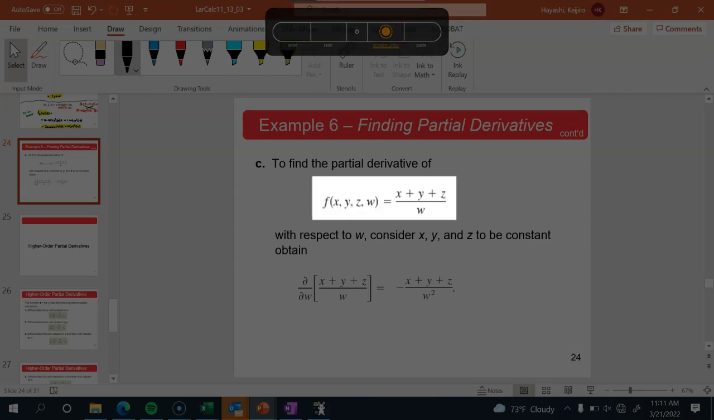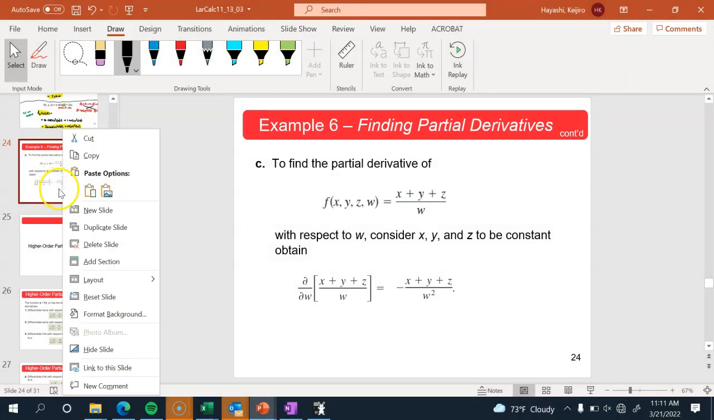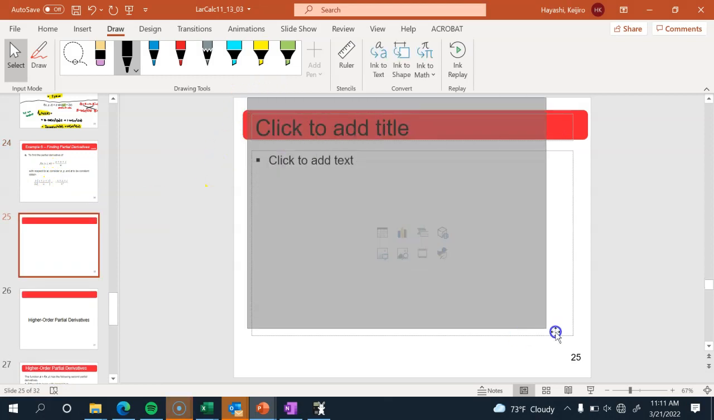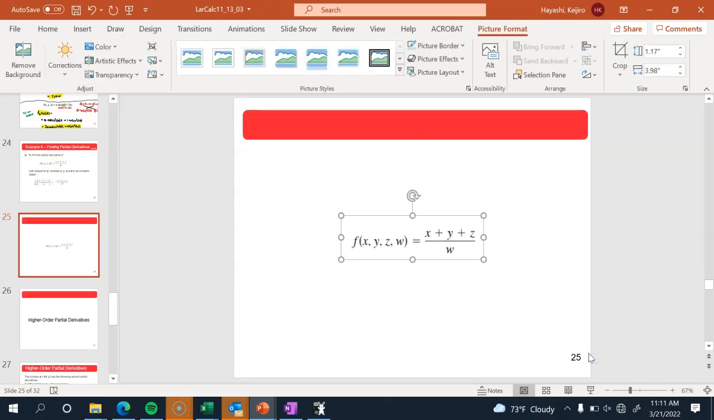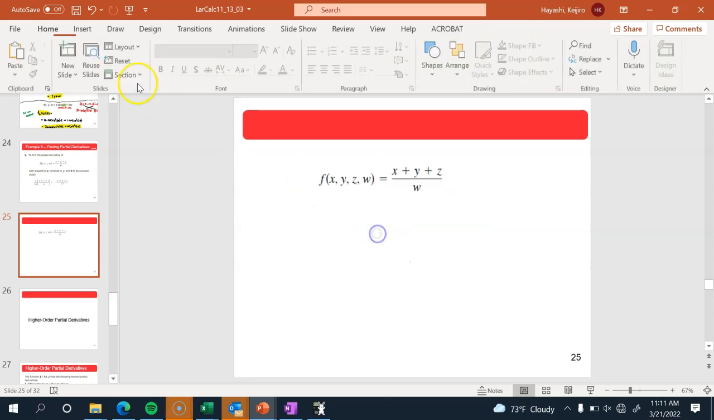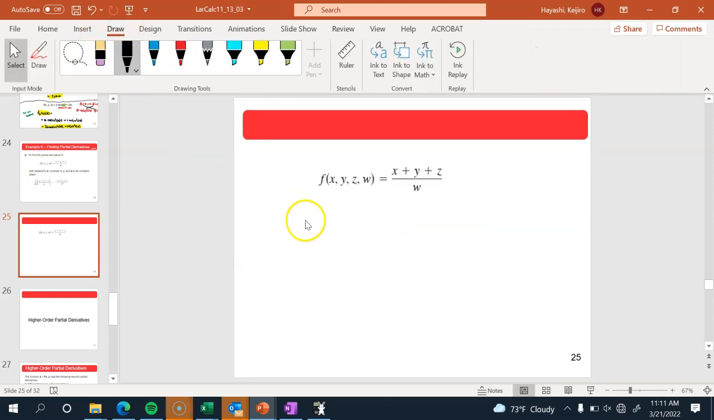We'll take the partial derivative of a function that has 4 variables in it. But you're also going to find that it's no harder than if there were only 2 variables, because everything aside from the variable in question is a constant. So we're looking for the partial derivative with respect to w in this case, of this function of 4 variables, x, y, z, w.